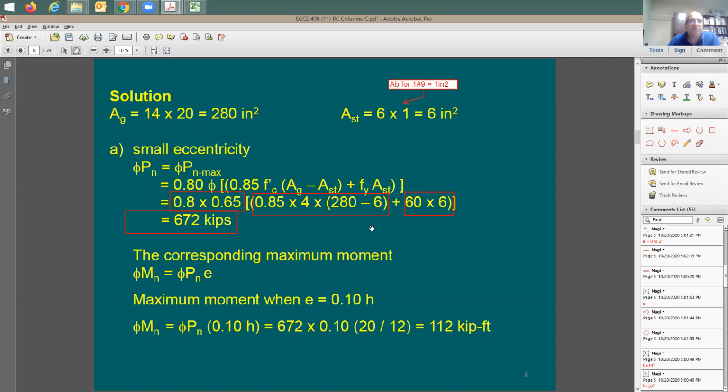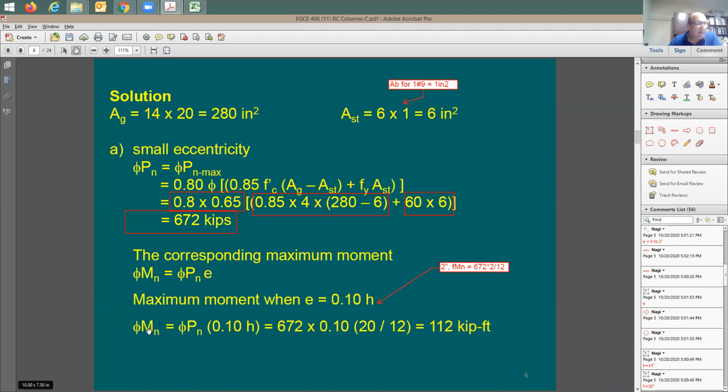Now we need to understand what we mean by small eccentricity. Small eccentricity happens when e equals 0.1 h, which means when e equals how much? 2 inches. Very good. And at that point, how much is the moment going to be? You see here, phi Mn is going to be equal to Pn. How much is Pn? 672 times 2 divided by 12. What is this 2 divided by 12? It's the amount of eccentricity. And here we go, it's written right there.